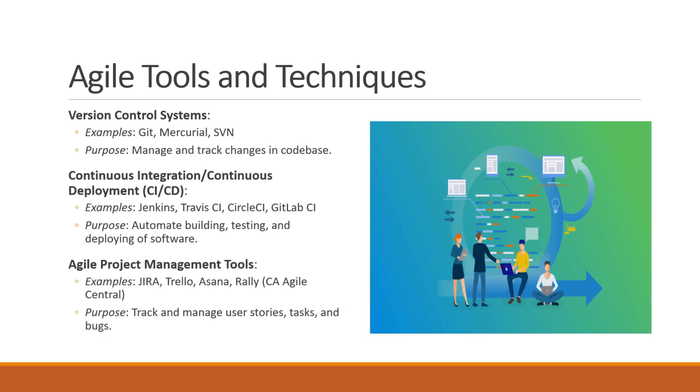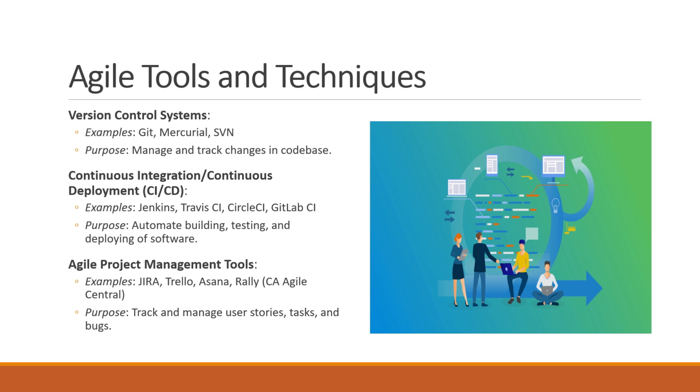Now, here are some of the most commonly used agile tools and techniques. The first is version control systems. Examples include Git, Mercurial, SVN. The purpose is to manage and track changes in the code base. Continuous integration, continuous deployment. Examples are Jenkins, Travis CI, Circle CI, GitLab CI. The purpose is to automate building, testing, and deploying of software.